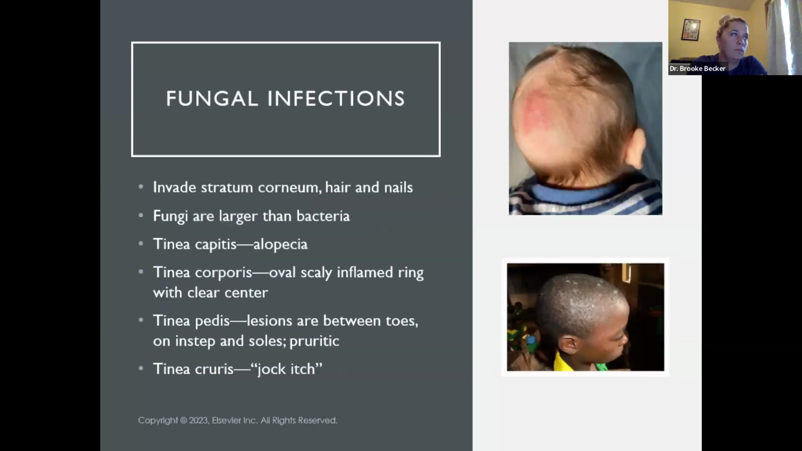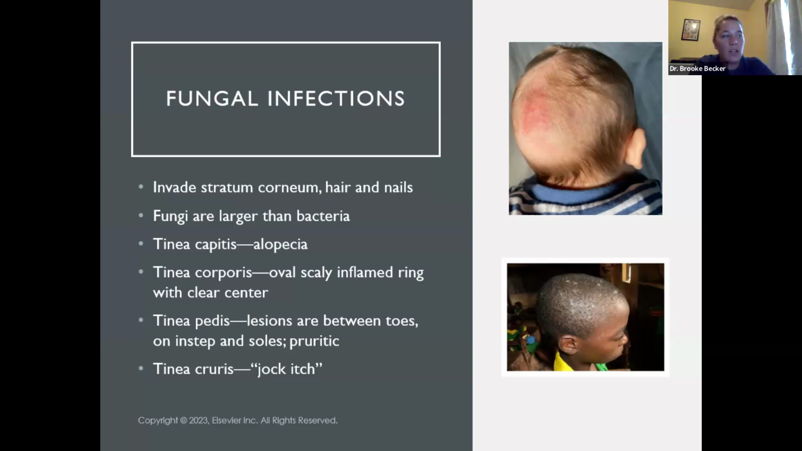Fungal infections. So this is going to be like your tinea capitis, or like ringworm, things like that, fungal infections. A lot of times what you'll see is some redness, and you'll see hair loss in that area. So fungi are larger than bacteria. It's most common in the hair, nails, and the stratum.